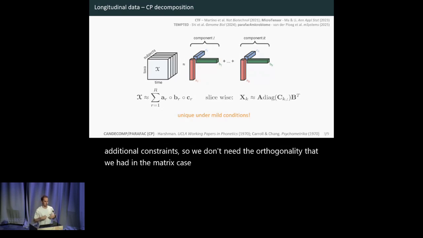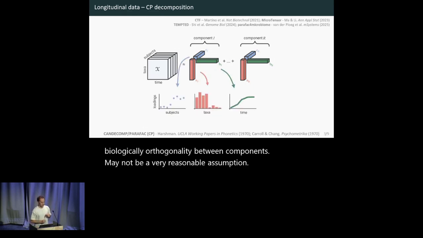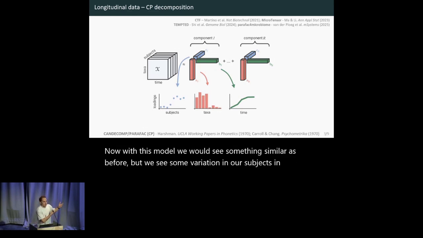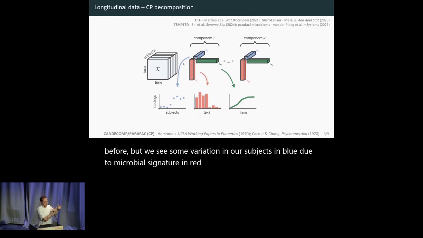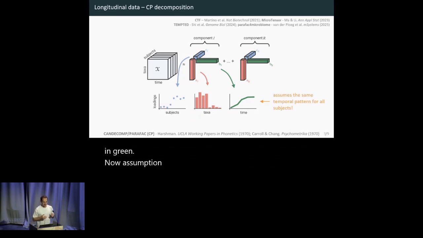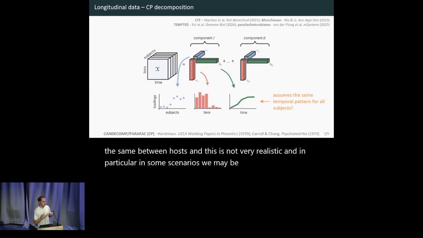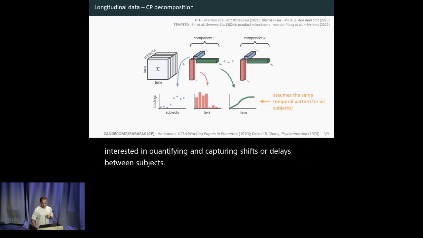This is beneficial, of course, because biologically orthogonality between components may not be a very reasonable assumption. Now with this model, we would see something similar as before, but we see some variation in our subjects in blue due to microbial signature in red, but we also see how this pattern, how important this pattern is over time, which is shown here in green. Now, an assumption of this model is that this temporal pattern is the same between hosts, and this is not very realistic. And in particular, in some scenarios, we may be interested in quantifying or capturing shifts or delays between subjects, between each subject's pattern.